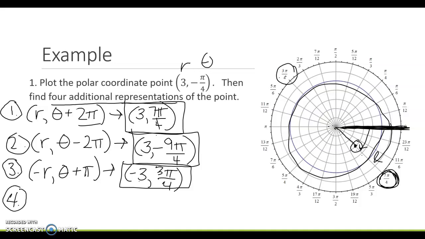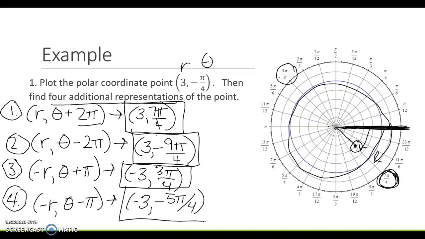And let's look at a last one here. Negative r, theta minus pi gives me the point negative 3, negative 5 pi over 4. And so negative 5 pi over 4 would take me the whole way around up to here again, and then it's 3 away. So that's 4 different representations of this same point. You can do as many as you want. Just keep doing this again, adding 2 pi again, subtracting 2 pi even more from what you have, and you can get as many representations as you want.